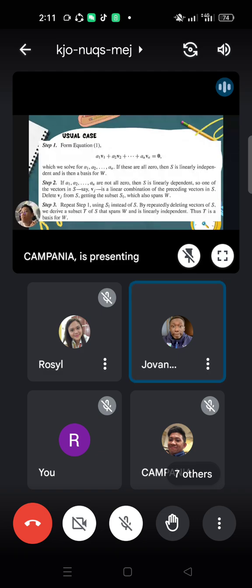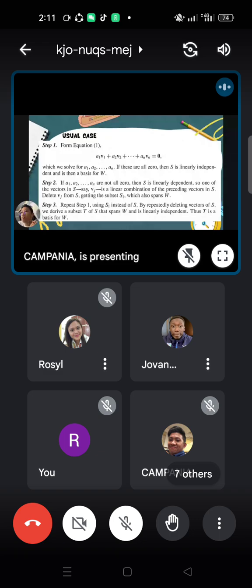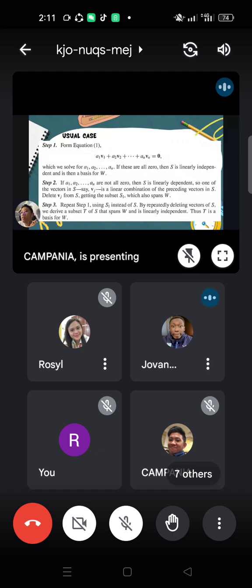From the equation a1 v1 plus a2 v2 plus ... plus an vn equal to 0, we solve for a1, a2, to an. If these are all 0, then S is linearly independent, and this is a basis for W. Step 2 is if a1, a2, ..., an are not all 0. If they are all 0, there is no need to proceed to step 2. But if they are not all 0, then proceed to step 2.